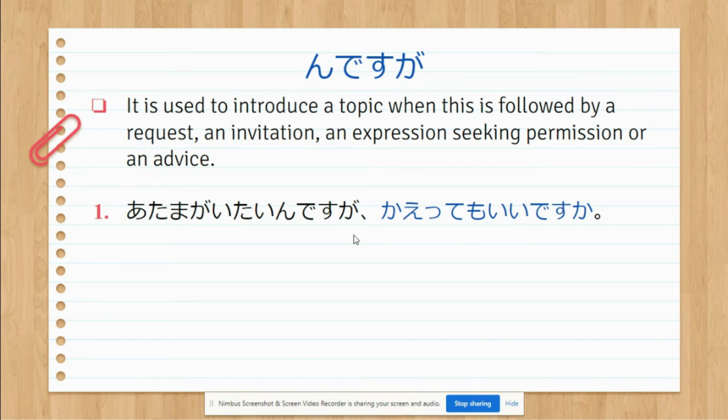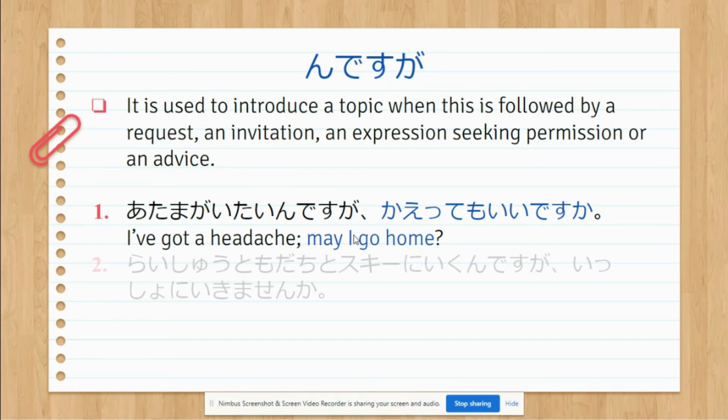Atama ga itain desu ga, kaite mo ii desu ka? Atama ga itain desu ga is the introduction. You are saying that your head hurts. And then you follow it with an expression seeking permission. Kaite mo ii desu ka? You are seeking permission if you can do the verb. If you can, go home. So that means, I've got a headache. May I go home?